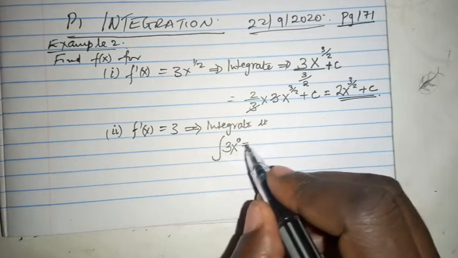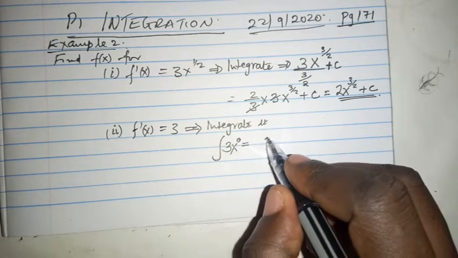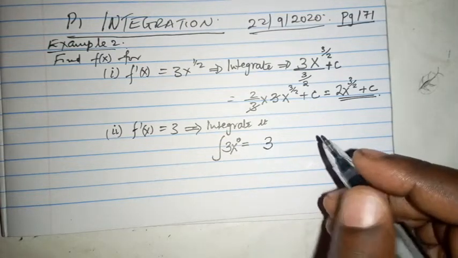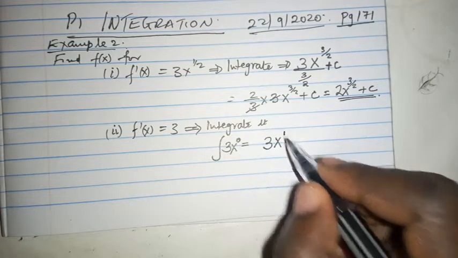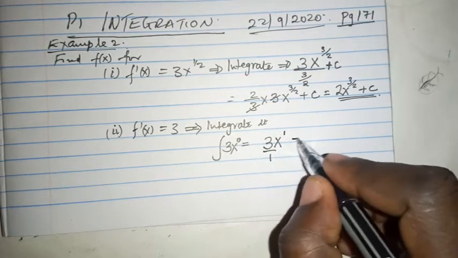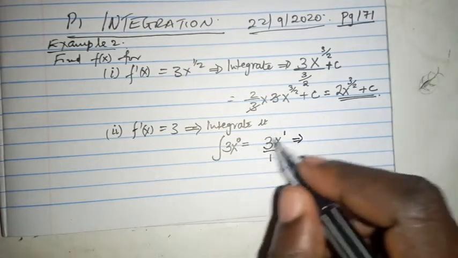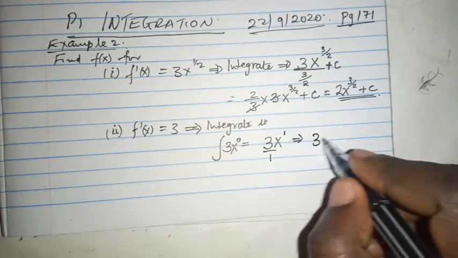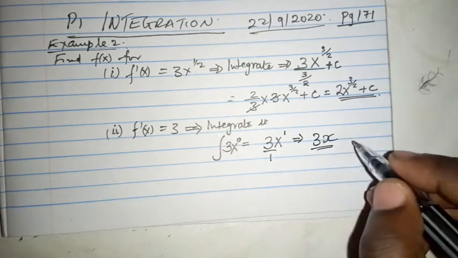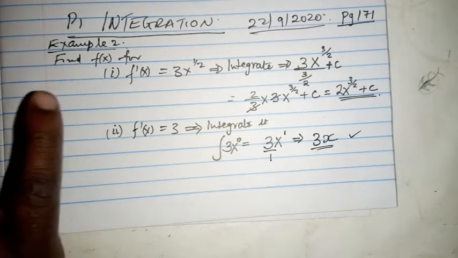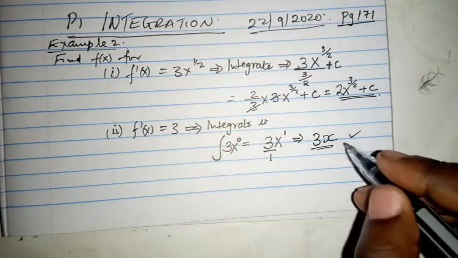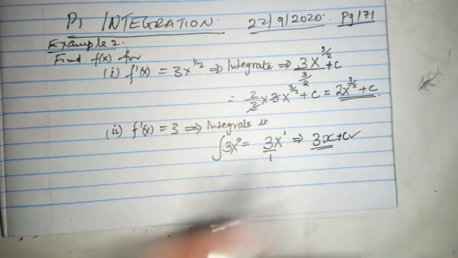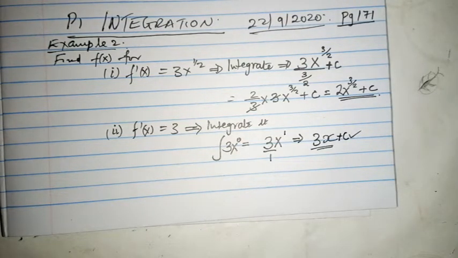So once we integrate, 3 remains there as a constant. X, now the power becomes 0 plus 1, that is 1, all over 1. And finally, if you clean this a little bit, you're going to get 3x. And that is simply what we expected to get. Of course, there is a plus c there. So don't forget to add c.